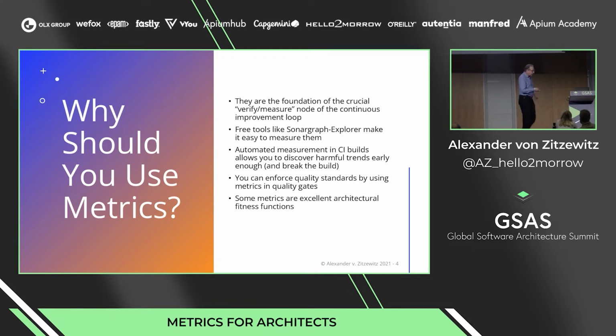Then, of course, as soon as you have a tool like Sonargraph Explorer, you can do automated measurements in your CI build. And you could integrate Sonargraph Explorer, for example, with SonarQube and see the metrics also in SonarQube. Is anybody using SonarQube here? Oh, that's quite a big crowd. Yeah, so that's a popular tool, by the way, and it's very useful.